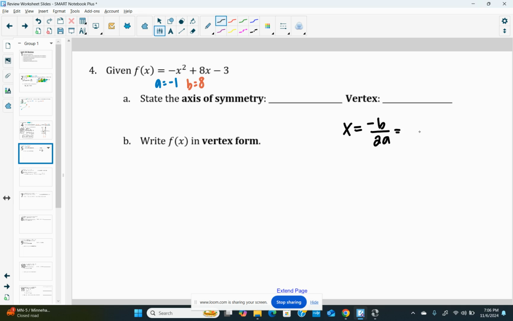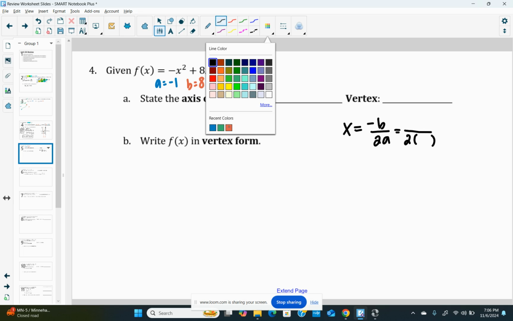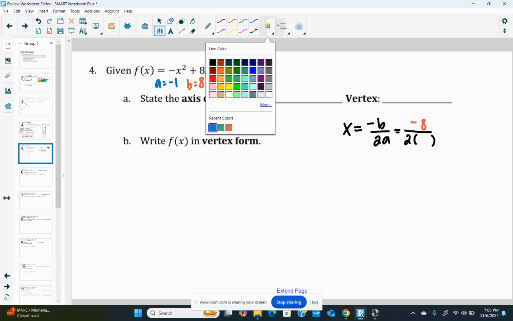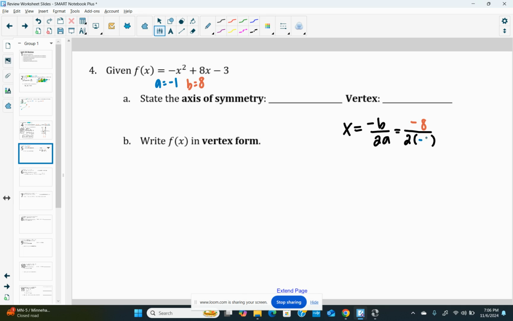So then in this case, we have that the opposite of b, so the opposite of 8 is negative 8. And then on the bottom, we have 2 times the a value, which is negative 1. So then we end up with negative 8 divided by negative 2, which gives us 4 for the axis of symmetry. So the axis of symmetry is 4, and that's also the x coordinate of our vertex.